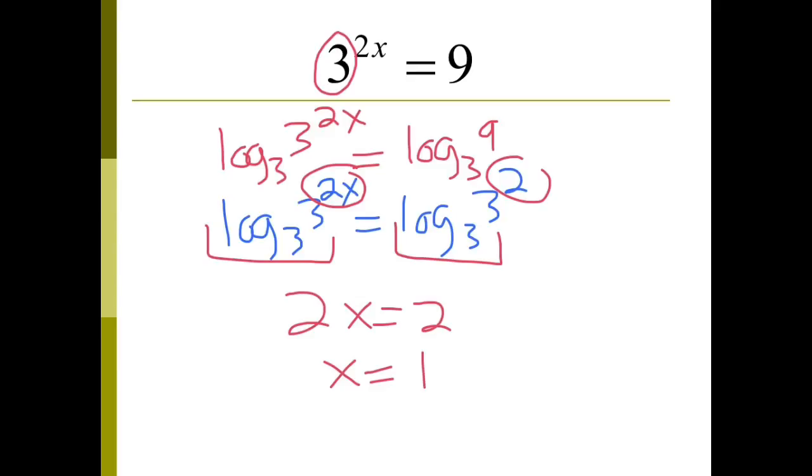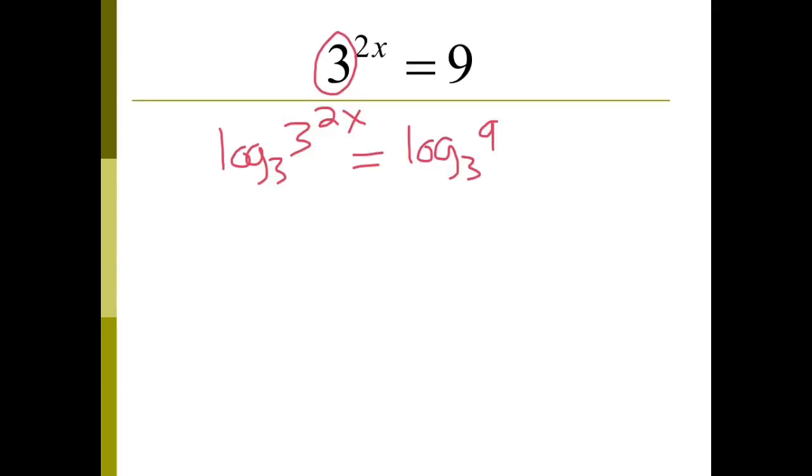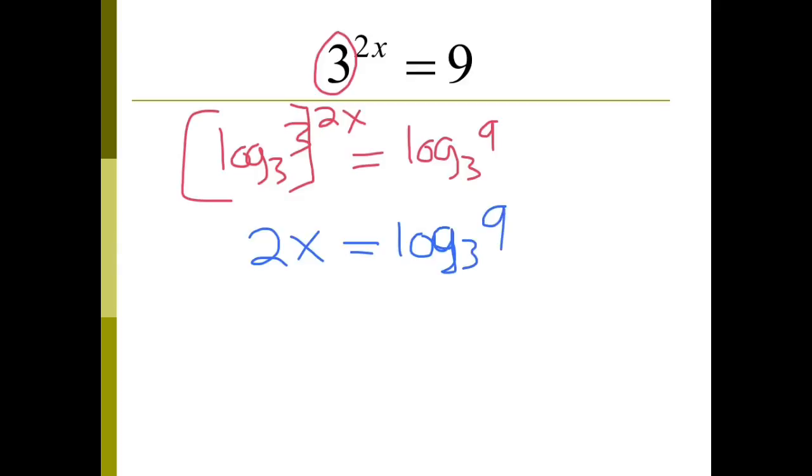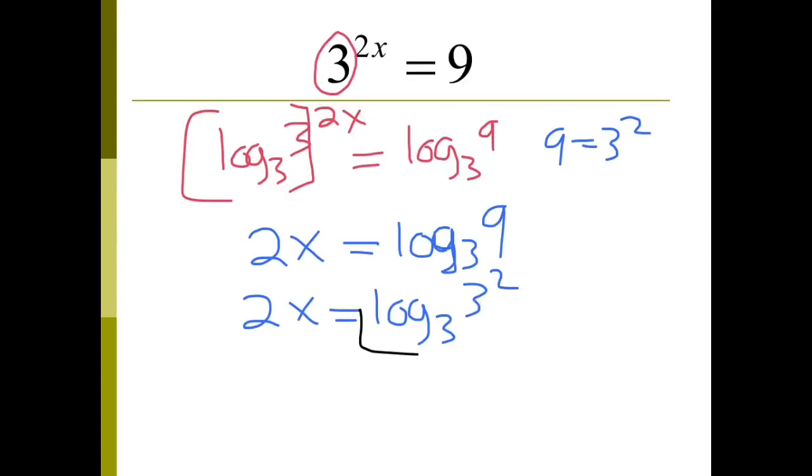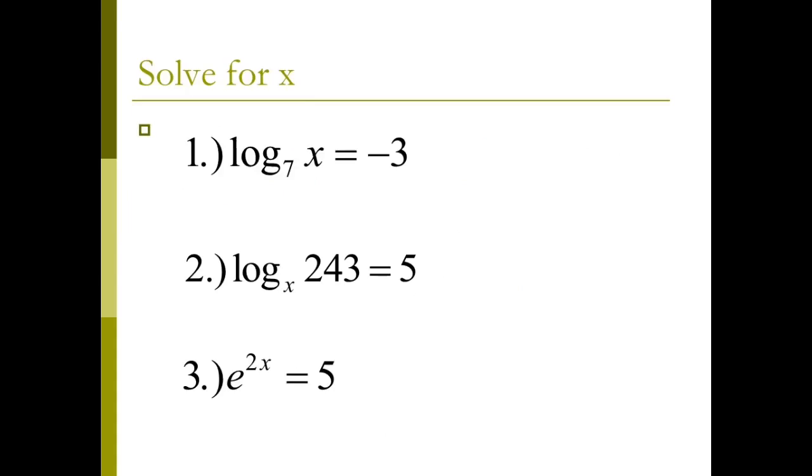If I didn't want to use my one-to-one relationship, then I could have solved by using inverses. Okay, so we can see that those are the same. They're going to cancel, which means I'd be left with 2x equals log base 3 of 9. And I know that 9 is the same as 3 squared, so I can rewrite that. Again, we have our inverse relationship here, which means we're going to get left with a 2. And so you can see it doesn't matter how we solve, we're still going to get x is equal to 1.